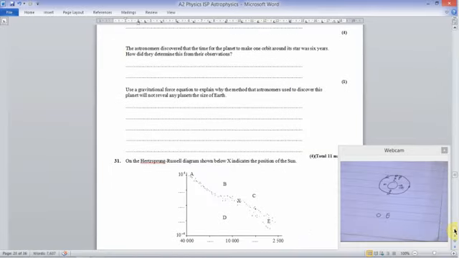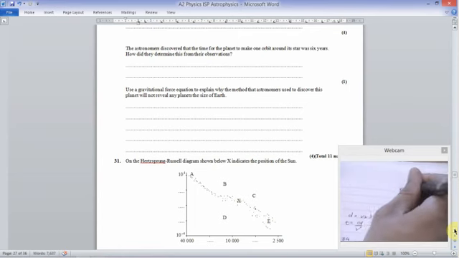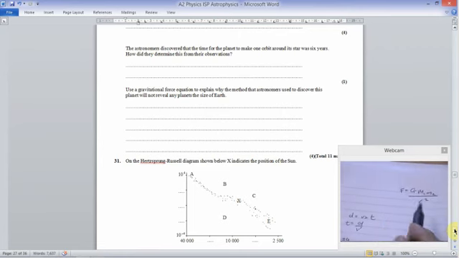Use a gravitational force equation to explain why the method astronomers use to discover this planet will not reveal any planets the size of Earth. The equation that we generally use whenever they talk about gravitational forces is G, big M little m over R squared. Big G, big M little m over R squared, or M1 M2 over R squared. That's the equation we generally use.